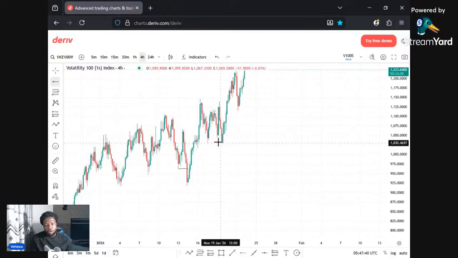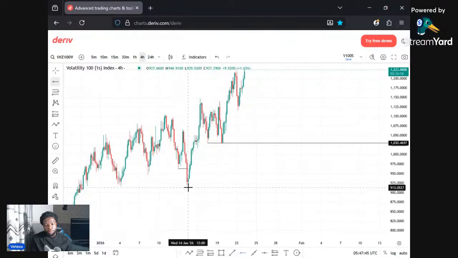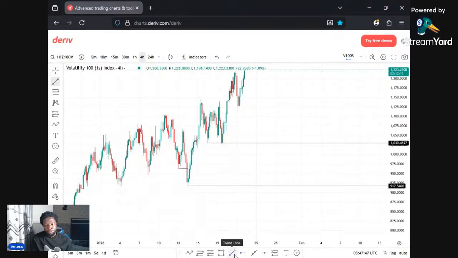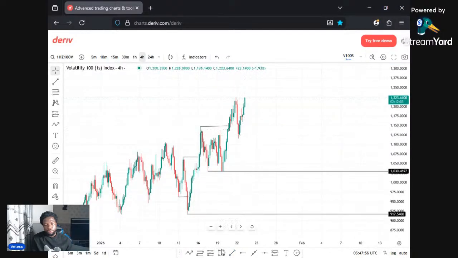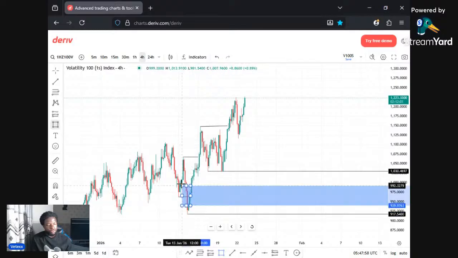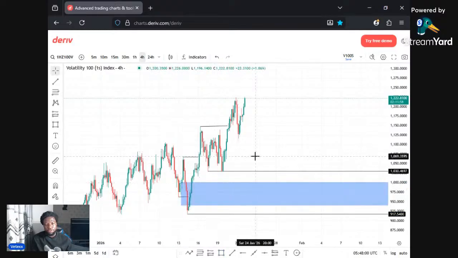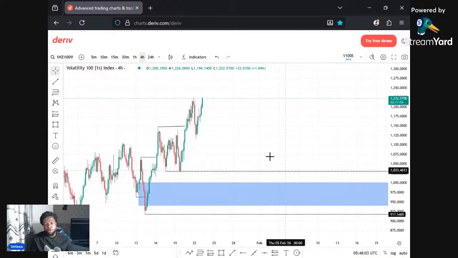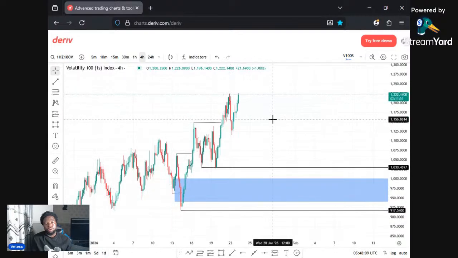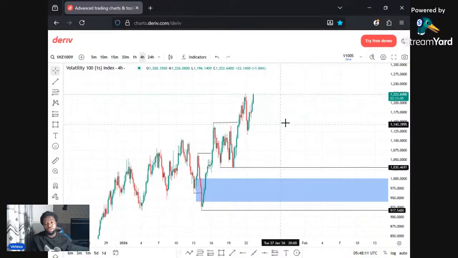We have our structural liquidity. We have our protected low. We have our first break of structure and second break of structure. Now we're anticipating price to come back into this point of interest and start giving us continuation on the lower time frames, such as 15 and 10 minutes, until it takes out this target. So this is what we're anticipating on V100S at the moment. Hopefully it does what we are anticipating.